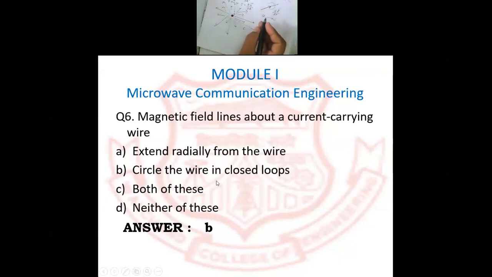Because of that closed loop, del dot B is equal to 0. Del dot B equal to 0 means that whatever magnetic flux is there, the flux is closed; it is not linked here, it closes on itself. So for a given closed surface, the flux forms a closed loop, and that is why del dot B is equal to 0.